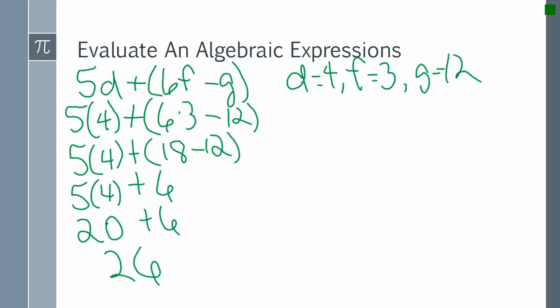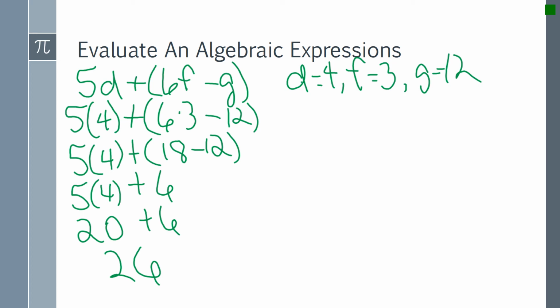All right, how about we do one more? Let's see. We've got an algebraic expression here of 5d plus 6f minus g. And we have been given values here that we're saying that if d is equal to 4 and f is equal to 3 and g is equal to 12.